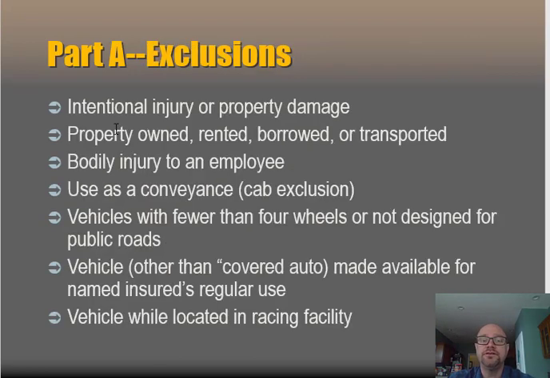Then we've got exclusions to talk about. Here we've got exclusions that show up for each part. So A, B, C, and D, you'll see exclusions. The nice thing is there isn't a whole lot of difference between them, and you'll see that.